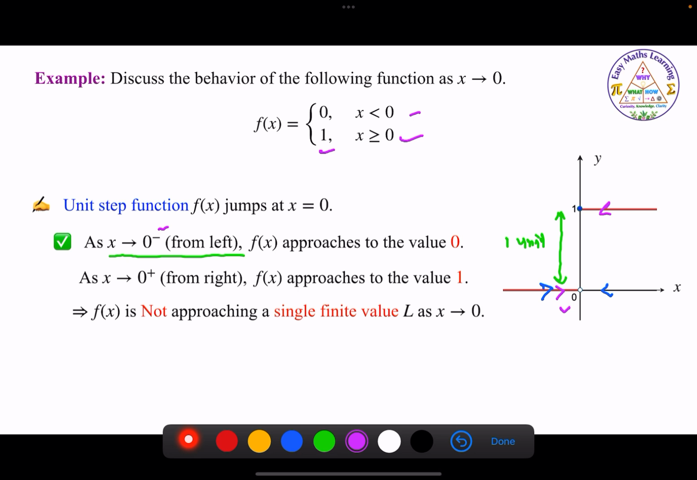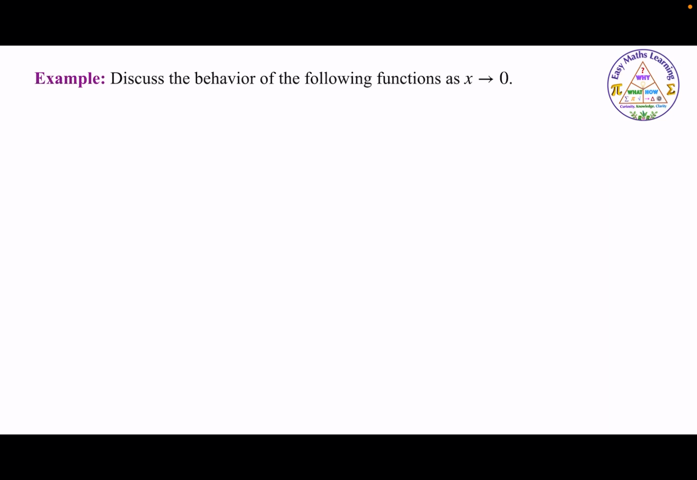So we see that as x approaches 0 from the left, the function approaches the value 0. As x approaches 0 from the right, the function value approaches 1. So the function is not approaching a single finite value L as x tends to 0. So we say the function has no limit as x tends to 0, or the limit does not exist at x equal to 0.